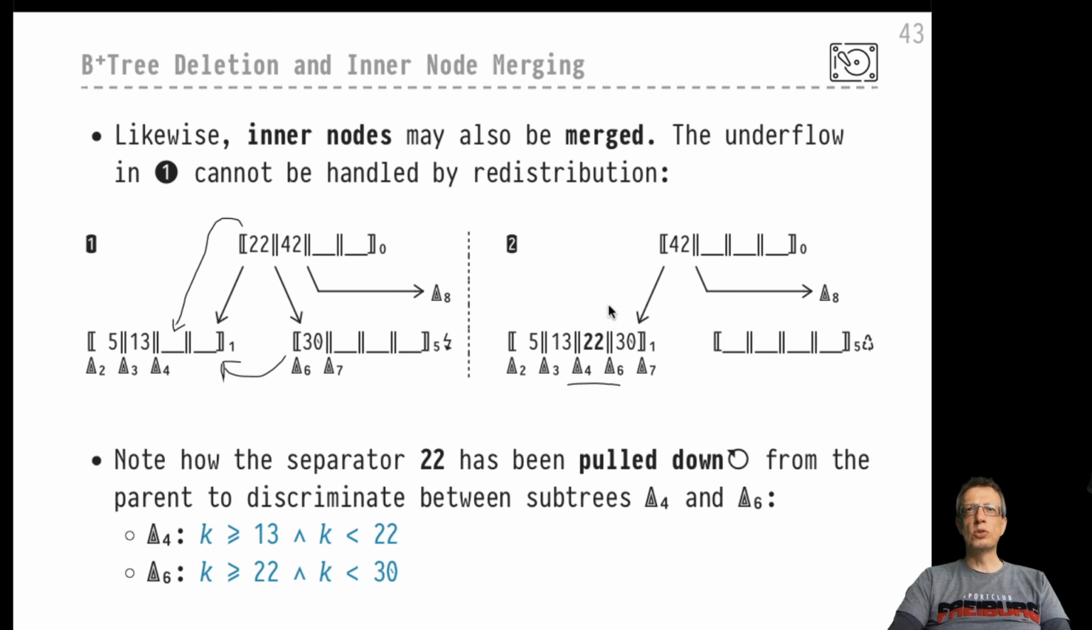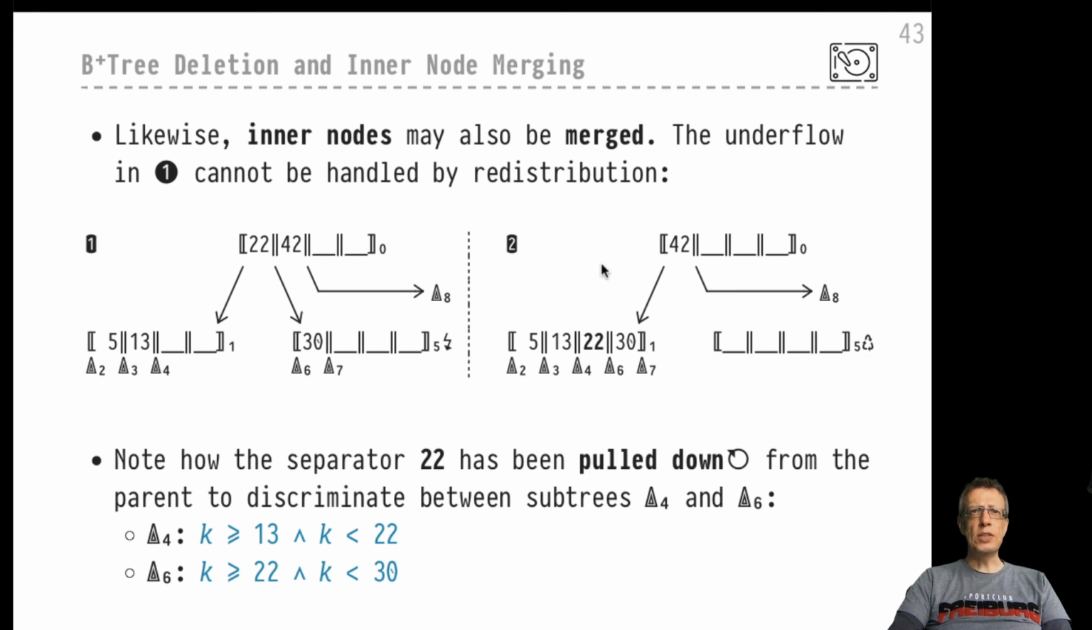Of course, this also means that we have to perform deletion recursively upwards in the tree here. This is the root, so everything is fine. But otherwise, deletion would have to be propagated upwards the tree because we've removed the separator 22. Again, let's check that the search tree properties have been preserved.